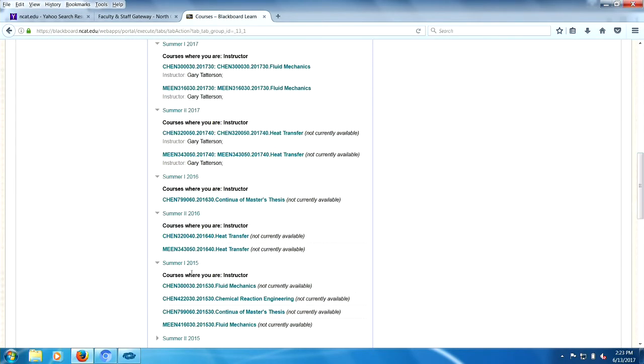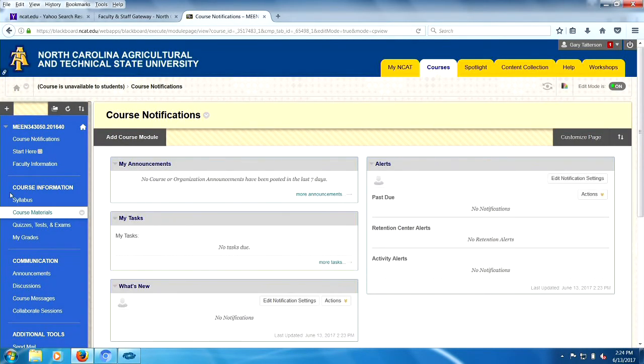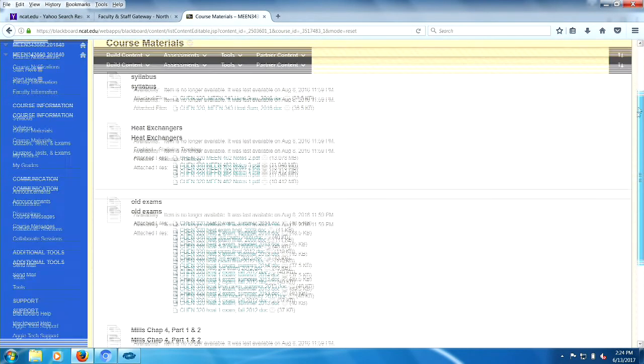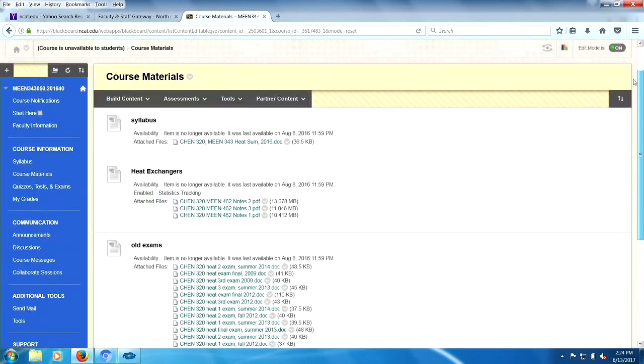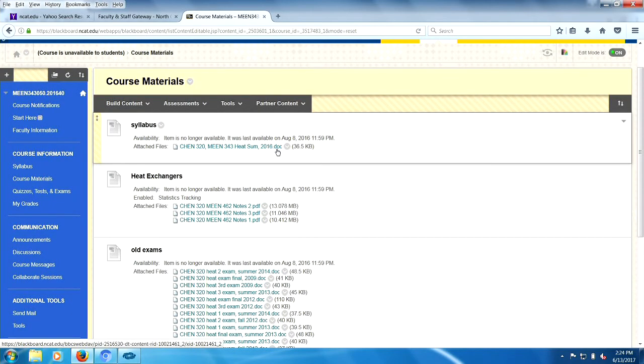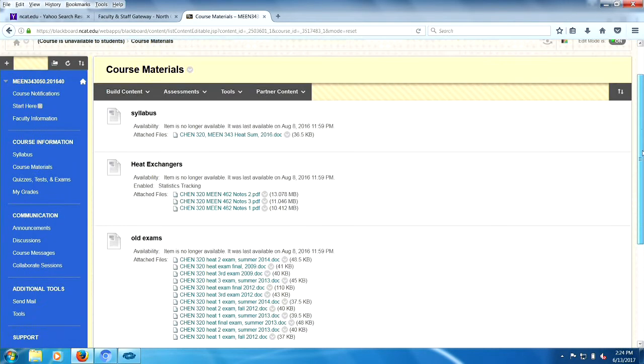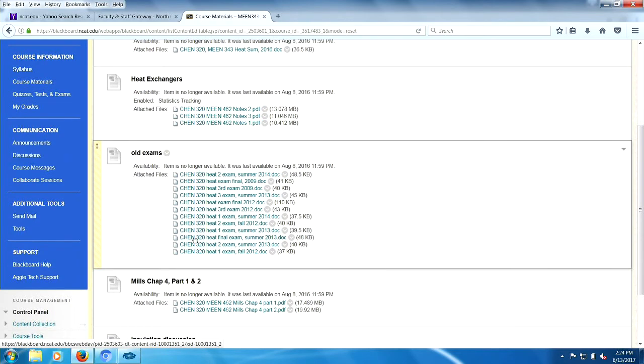Let's go right in here and bring up the course material. You quickly see a number of items in here. You have the syllabus for the course, which we'll come back to. We'll have heat exchanger notes involved here. You obviously have a series of old exams.